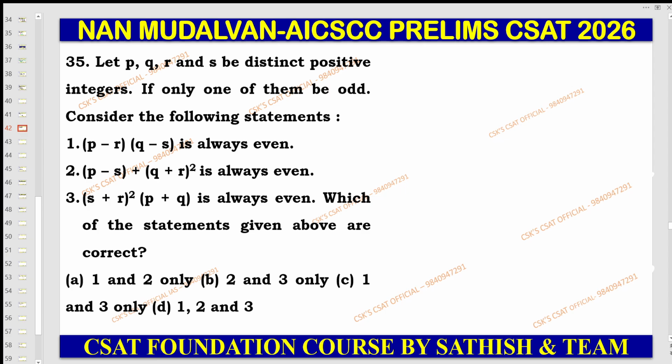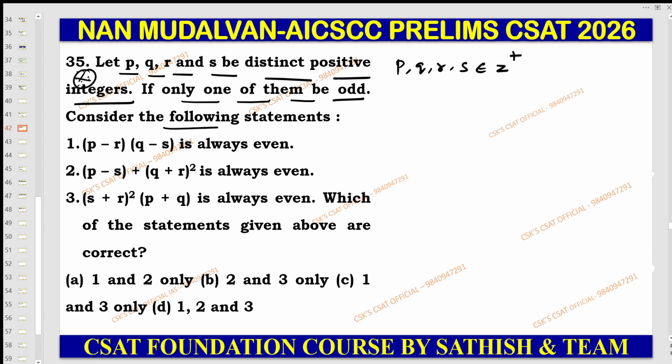Next, 35. This is a very important model, a recent year model. Let P, Q, R and S be distinct positive integers. Distinct, right? All are different here. P, Q, R, S all are different, but positive integers. So P, Q, R, S belongs to Z plus, positive integers. If only one of them is odd, consider the following statements. This kind of question, sometimes the elimination technique will help you, right? One thing provided is that one of them is odd.